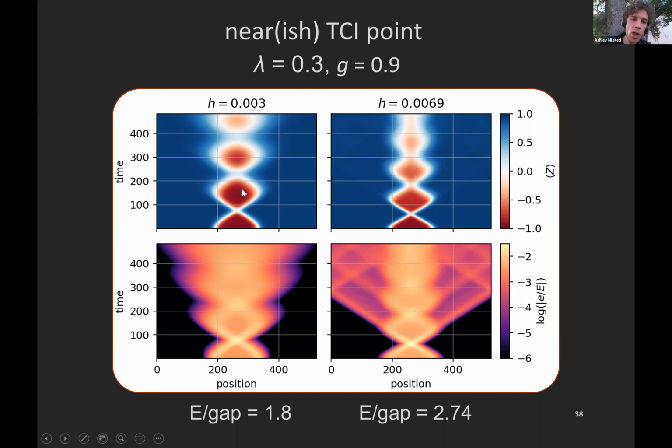On the left, the field is lower, and the energy of this state with respect to the mass gap of the system is 1.8. So that's 1.8 times the mass gap, which means there's not enough energy to create a pair of particles. So it's below threshold, whereas the energy on the right is above twice the mass gap, and there is therefore enough energy to create a pair of the lowest energy quasiparticles of the system.